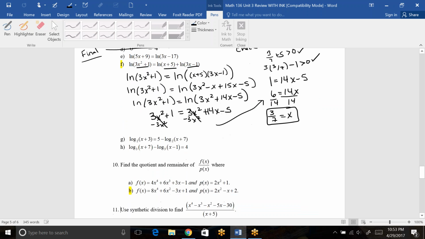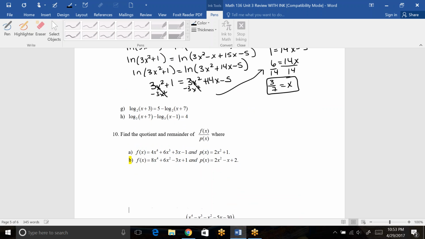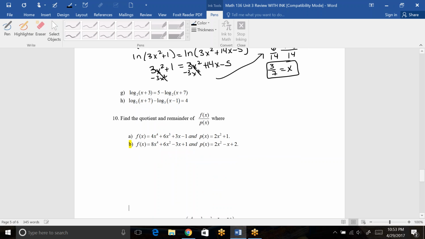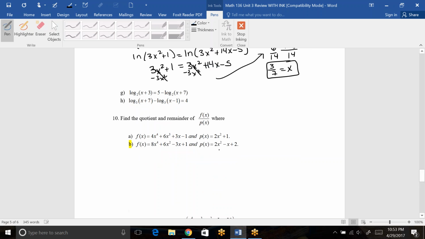So the next one on my list is 10b, which looks to be a long division problem because we're trying to divide f of x by p of x and find the quotient and the remainder. And I cannot use synthetic division even though I really want to because that is x squared. You can only use synthetic division if the part you're dividing by is x to the first. So we have to use long division.